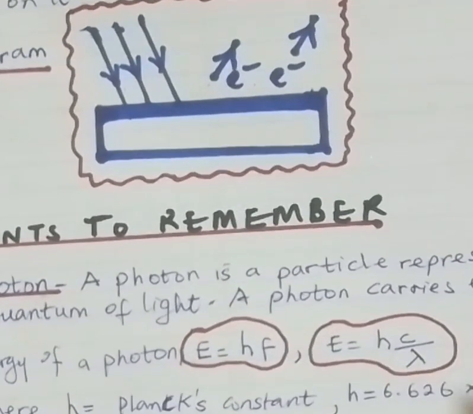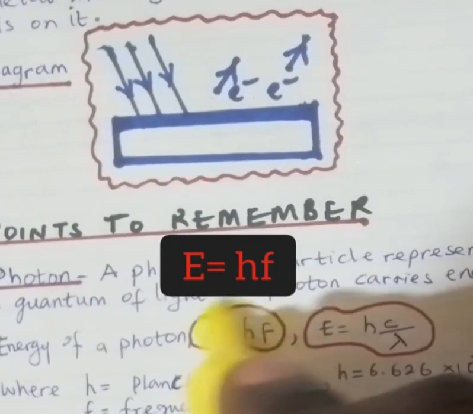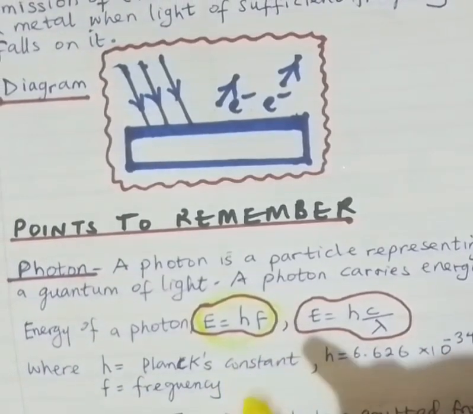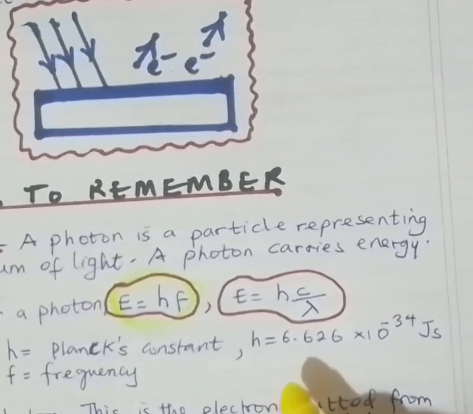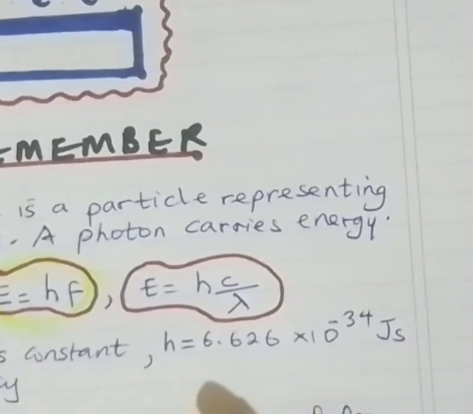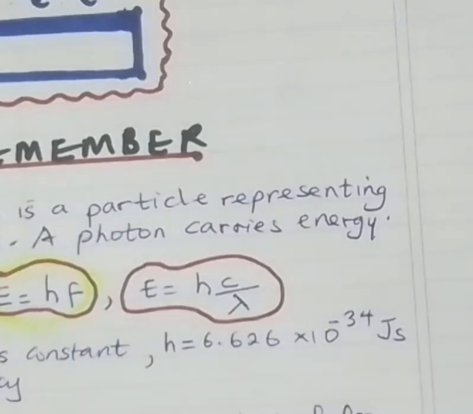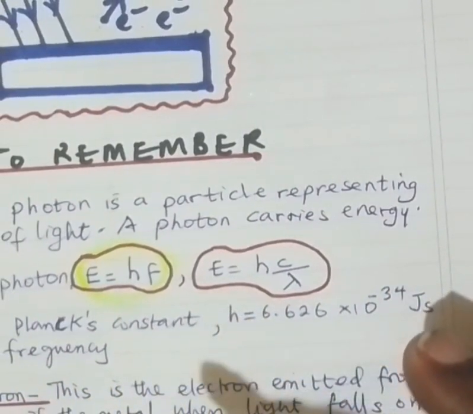And the energy of a photon is given by this formula, E equals hf. You can see it right here. E is the energy. h is the Planck's constant. The Planck's constant has a value of 6.626 times 10 to the minus 34 joule seconds. Very, very simple. So E equals hf is the energy of a photon.